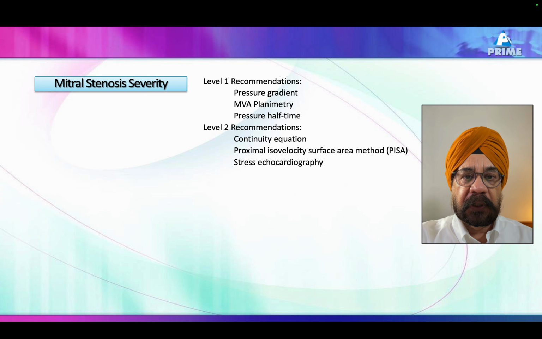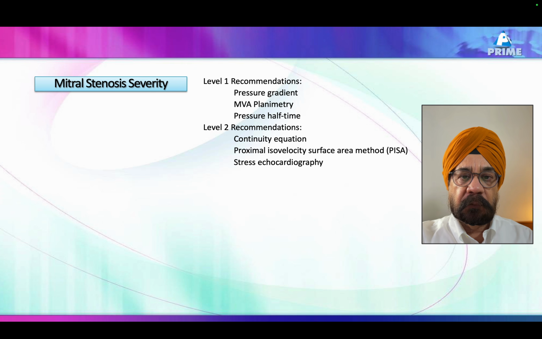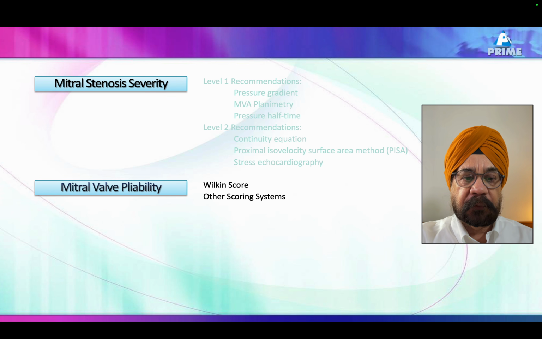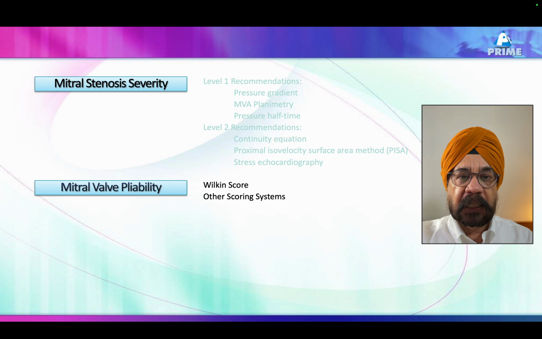In case you are in doubt, there is a class 2 indication that you can use stress echocardiography to bring out the gradient. I will show you a case there. Then you might have to recommend this patient a balloon mitral valvuloplasty. In this case, you need to show the pliability of the valve. Is it suitable for a balloon mitral valvuloplasty? You need the Wilkins score and/or other scores for that.